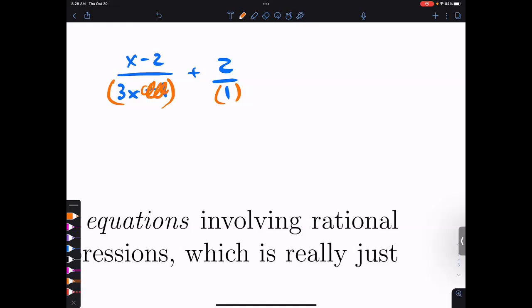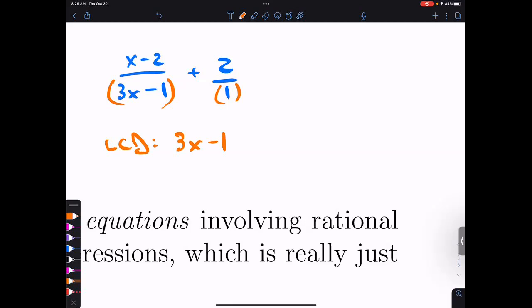What if it was 3x? 3x, right? Multiply them. Well, it's actually 3x minus 1. So what's the least common multiple for those 2 things? Which makes it the least common denominator for the fractions. Multiply them: 3x minus 1.